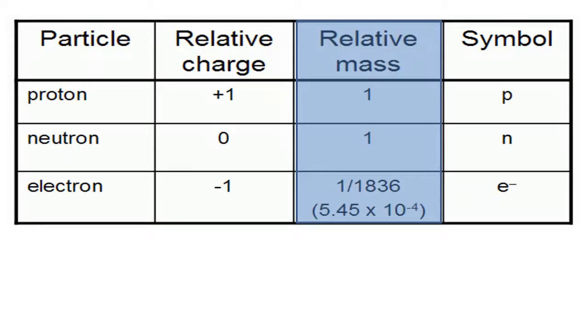Let's have a look at relative mass. Protons have a mass of 1, neutrons have a mass of 1, and electrons have a mass of 5.45 times 10 to the minus 4. Now that's a very, very small number. In future, we will say electrons have no mass. They have a minuscule mass, but we're going to say no mass at all.